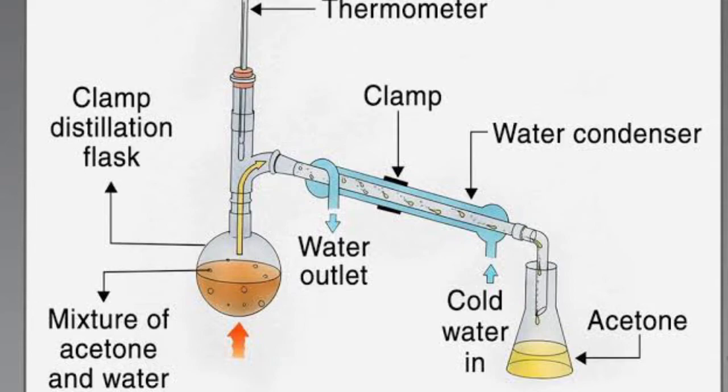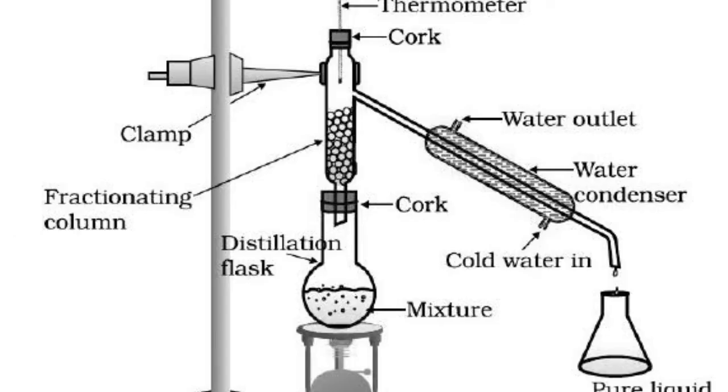Take the mixture in a distillation flask and fit it with a thermometer. Arrange the apparatus as shown in the figure. Heat the mixture slowly, keeping a close watch on the thermometer. The acetone vaporizes, condenses in the condenser and can be collected from the condenser outlet, and water is left behind in the distillation flask. To separate a mixture of two or more miscible liquids for which the difference in the boiling points is less than 25 Kelvin, the fractional distillation process is used.